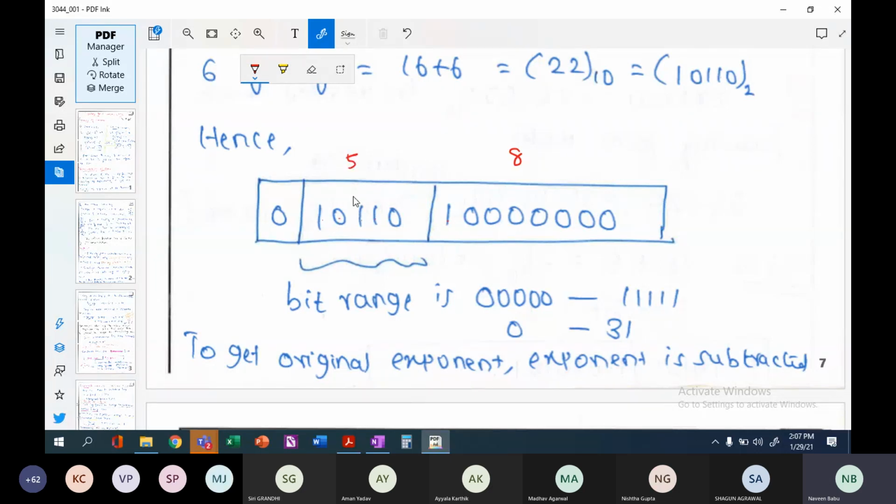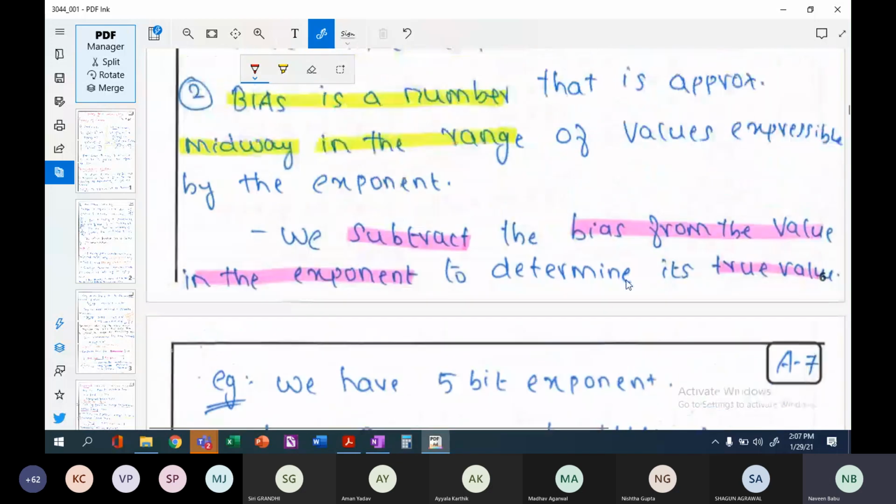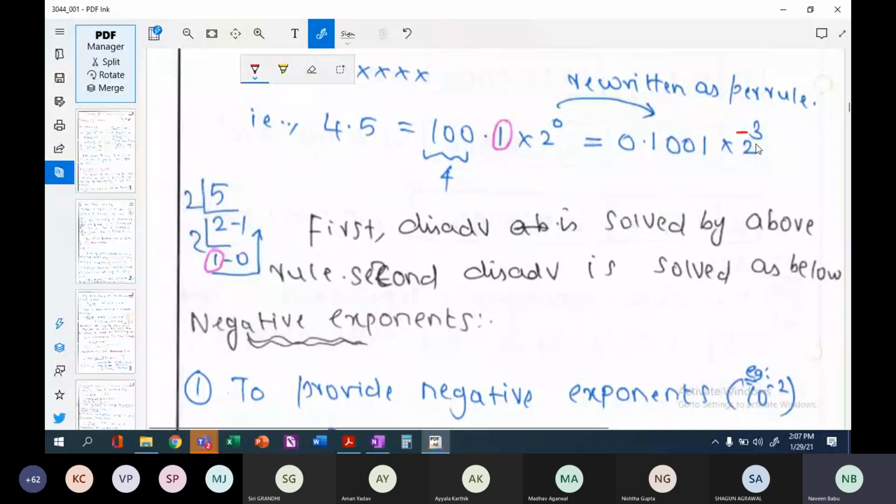So what is 2 power 5? 2 power 5 is nothing but 32. So the maximum exponent value that you can represent is 32. And if you want to include the negative range also, then you can represent from minus 16 to plus 16. But the problem here is, how do you represent the negative number?